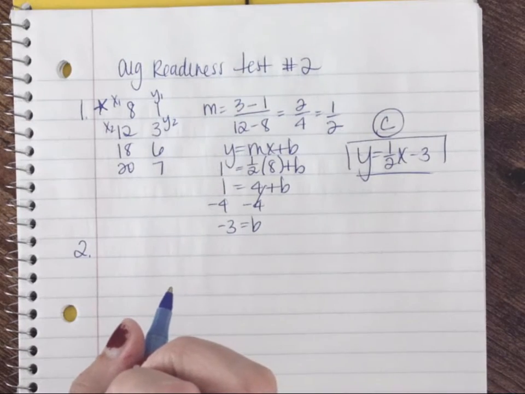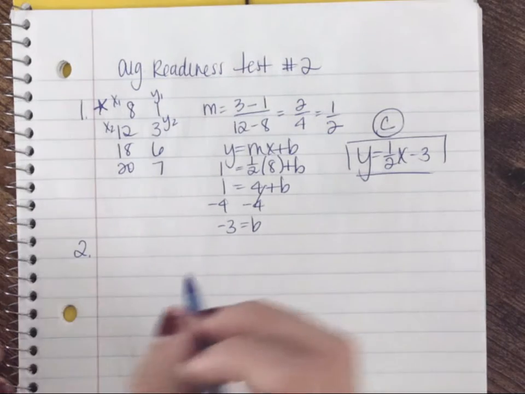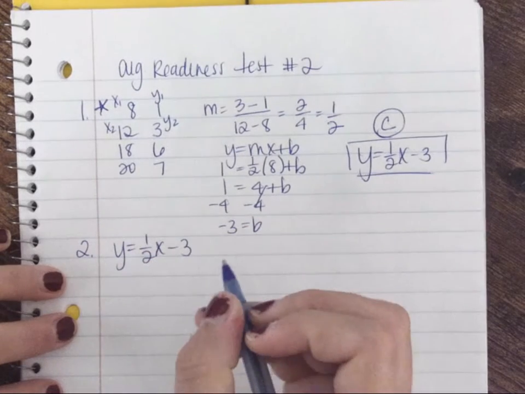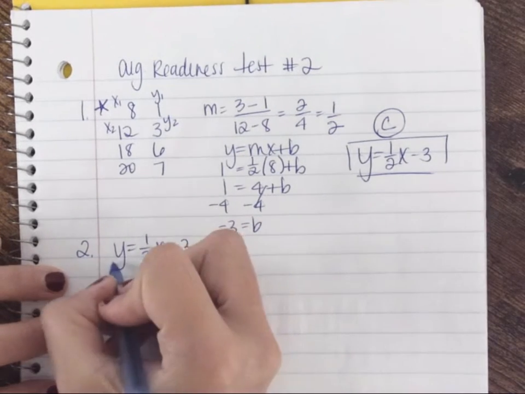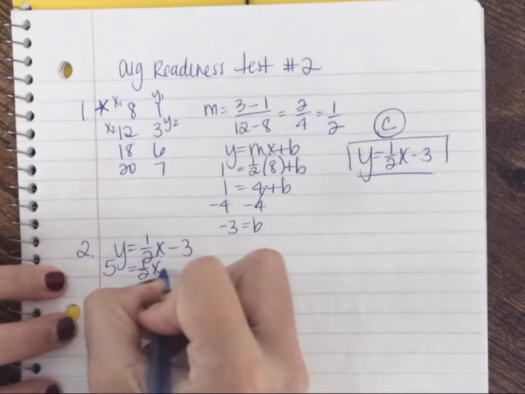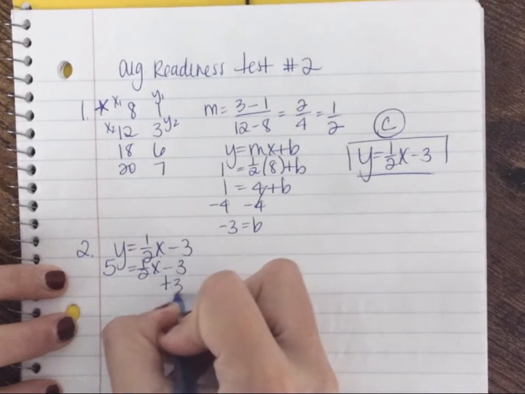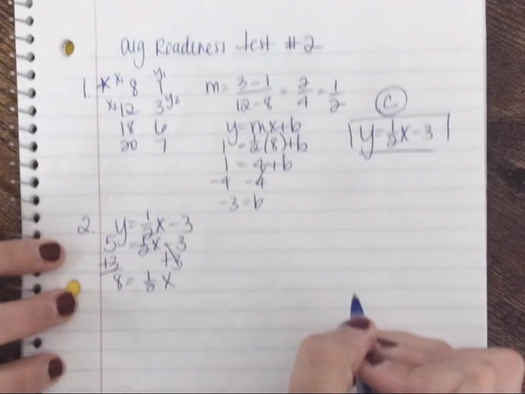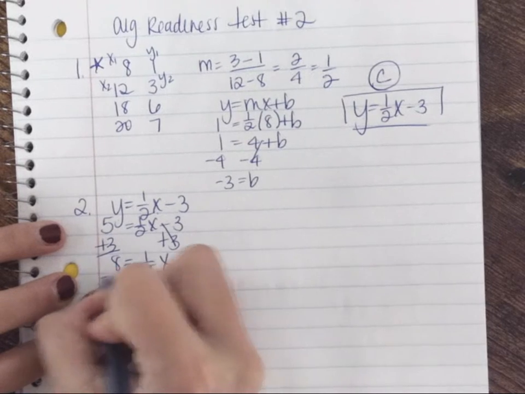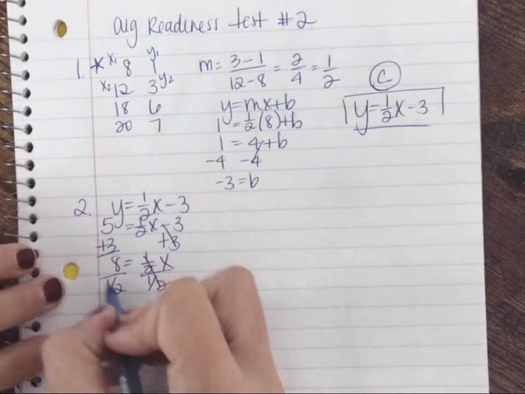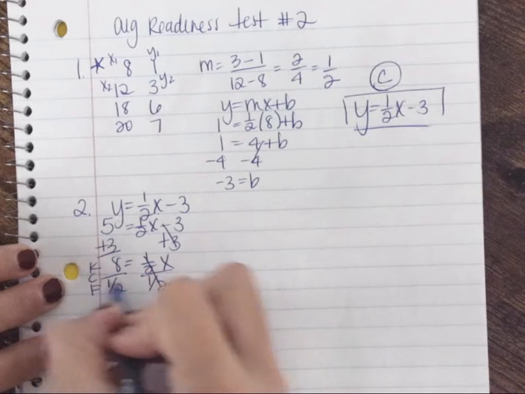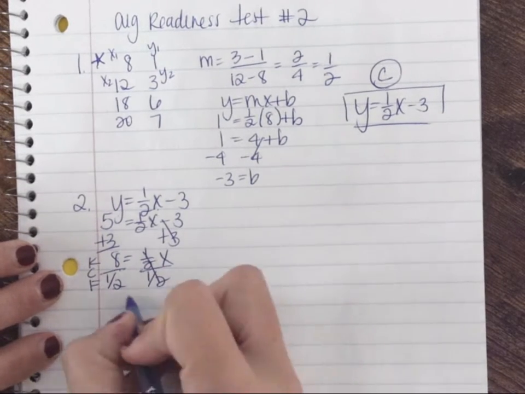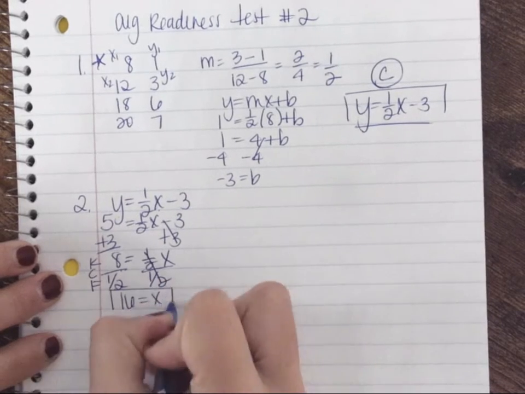Number 2, it says using the table and your equation from number 1, find x when y is 5. So here's our equation, y equals 1/2 x minus 3. We want to know what x will be when y is 5. So it'll be 5 is equal to 1/2 x minus 3. The first thing we need to do is add 3 on both sides. We get 8 is equal to 1/2 x. Then we're going to divide both sides by 1/2. Remember, when you divide by a fraction, you keep, change, flip. So that's 8 times, and then you flip this, 8 times 2, and that would be 16 is equal to x.